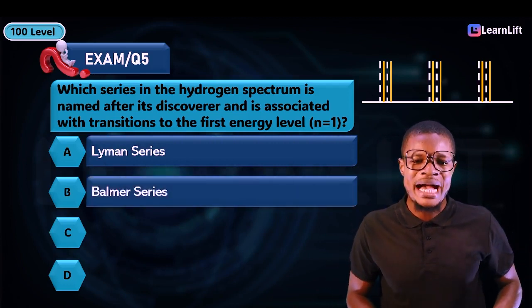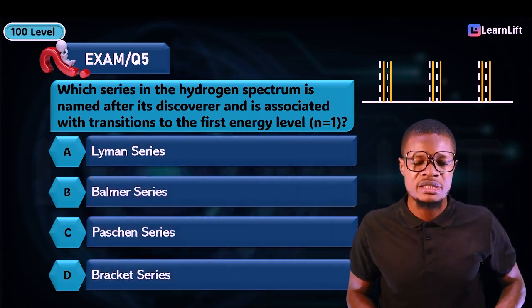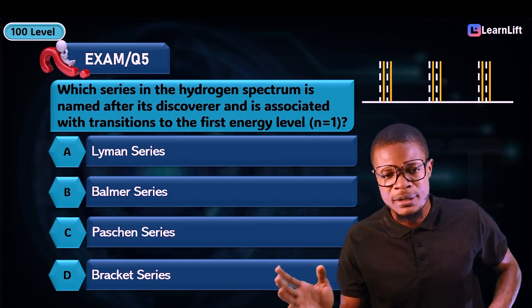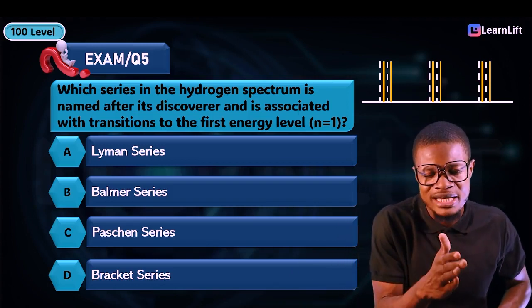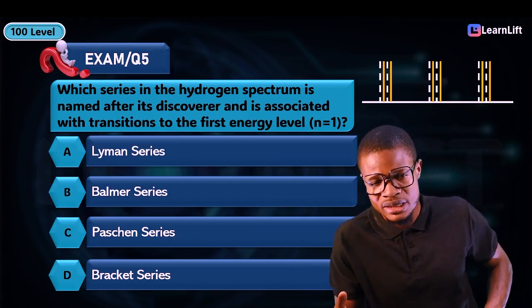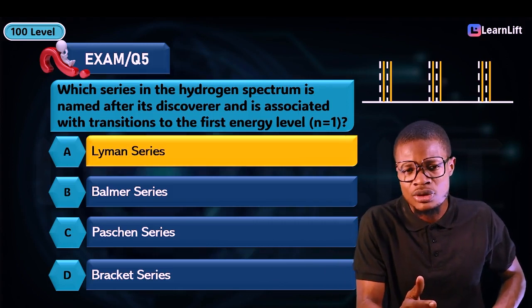Lyman series, Balmer series, Paschen series, Brackett series. LBPB, that's the acronym I gave you. The first there, L, that's your Lyman series. And that is option A, the correct answer to this question.